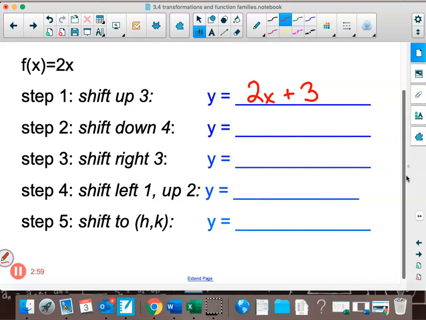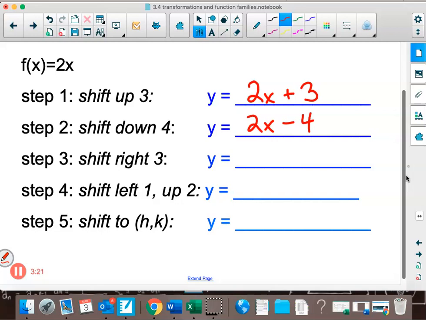Okay, so that's just an intro of what we're doing. If we had to shift down 4, we would have 2x minus 4. Very good, because now we're going to subtract 4 from all the y values. So vertical shifts up and down are also called translations. Vertical translations, those are easy. You add to the y, you subtract from the y, life is good.